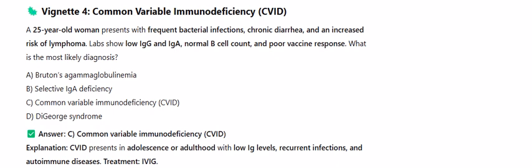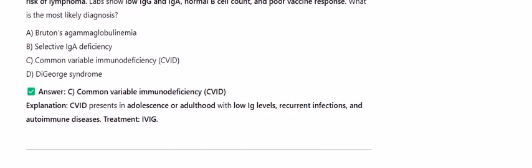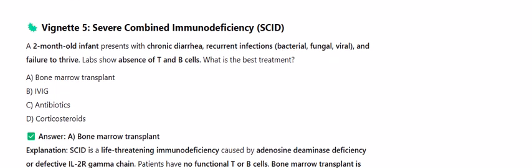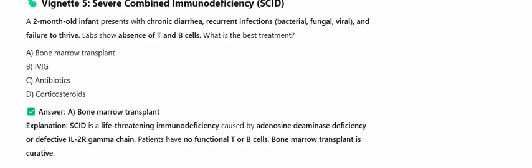Common variable immunodeficiency. Explanation: CVID presents in adolescence or adulthood with low Ig levels, recurrent infections, and autoimmune diseases. Treatment: IVIG. Vignette 5, Severe combined immunodeficiency. A 2-month-old infant presents with chronic diarrhea, recurrent infections, bacterial, fungal, viral, and failure to thrive. Labs show absence of T and B cells.